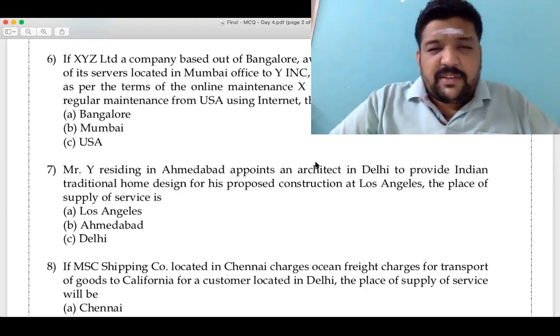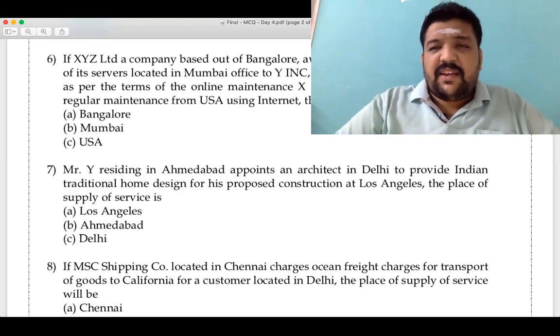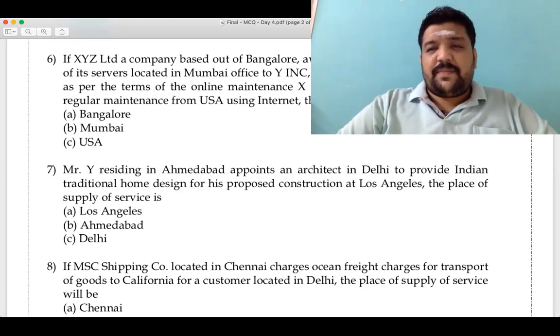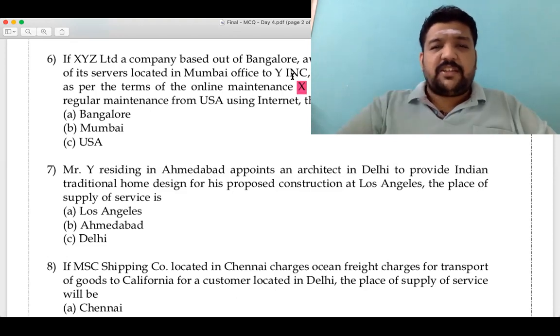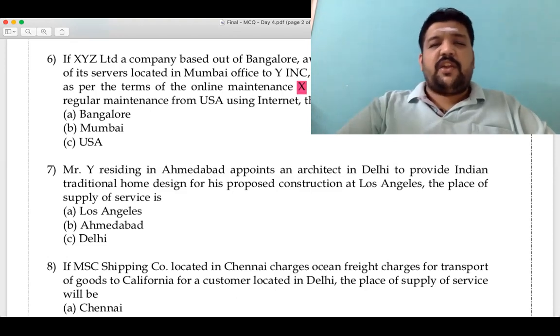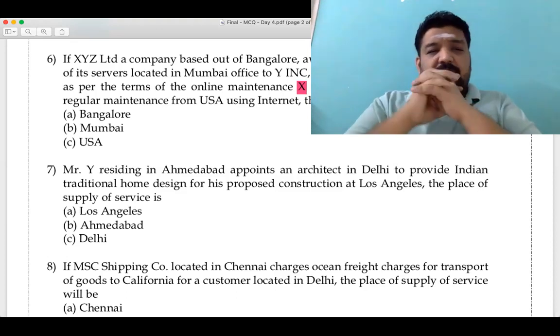One small request: read this as Y Inc. Don't read it as X Inc. It's an errata in your question. It has to be read as Y Inc. It should not be read as X Inc.